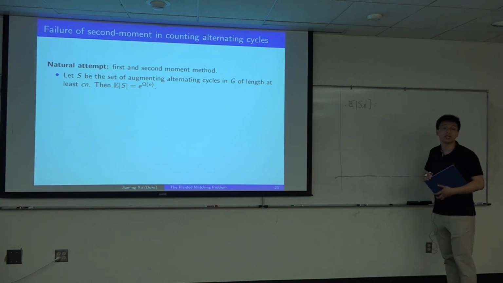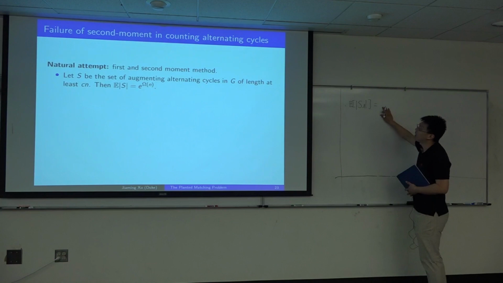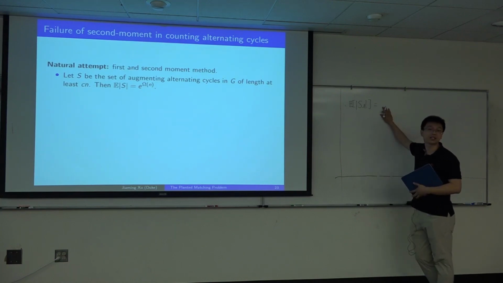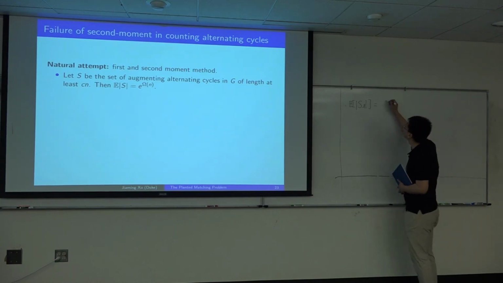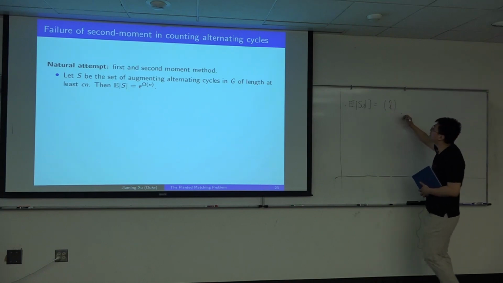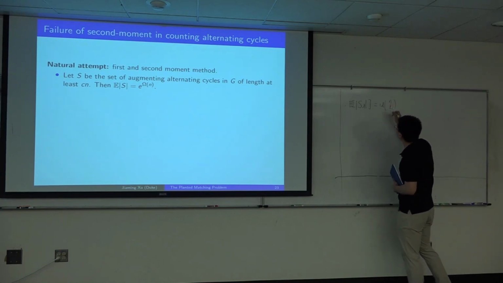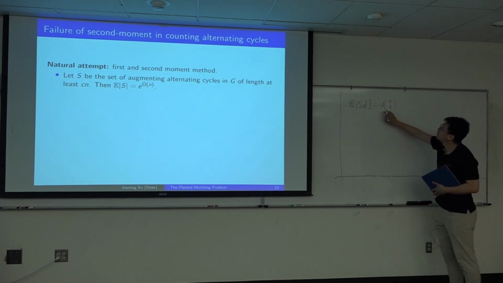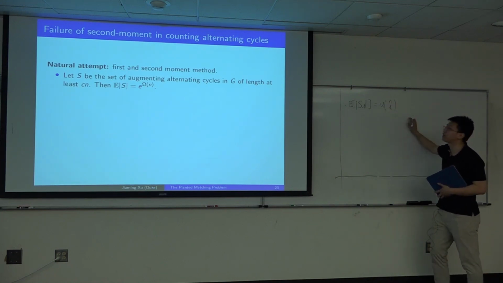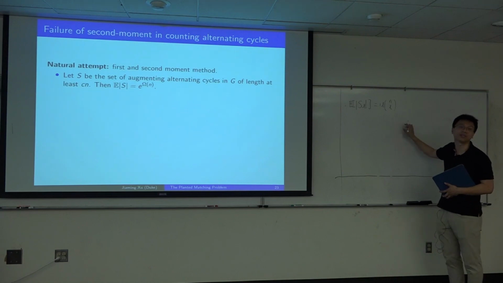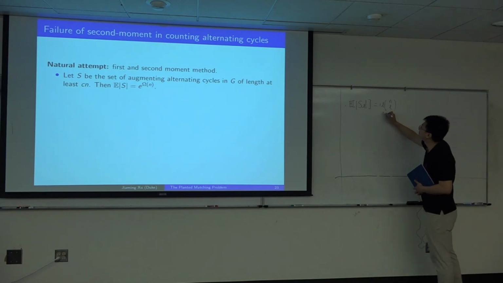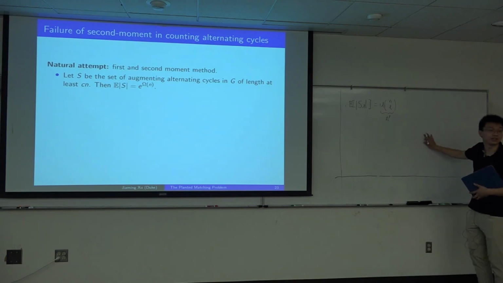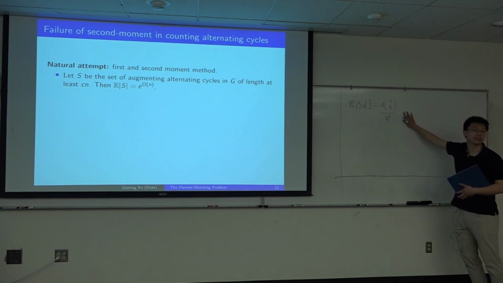Okay, so how to do that? Well, you first count how many such alternating cycles to consider, right? So that one is n choose L, right? And then very precisely, there's this notation of an inverse of L factorial because you want to get rid of this fixed point, right? But basically, this is roughly the same as roughly n to the L. You can consider that. So that's how many to consider.